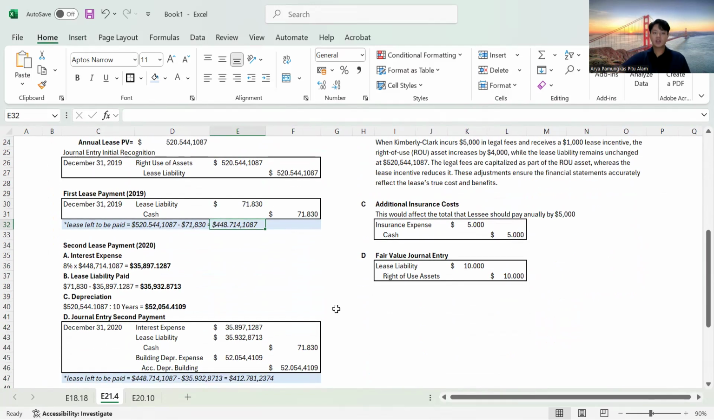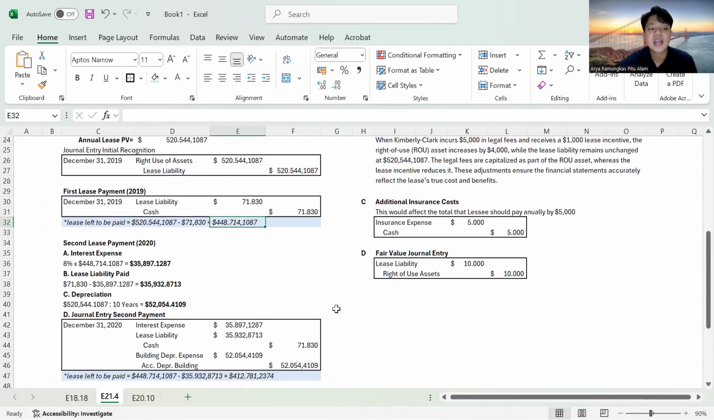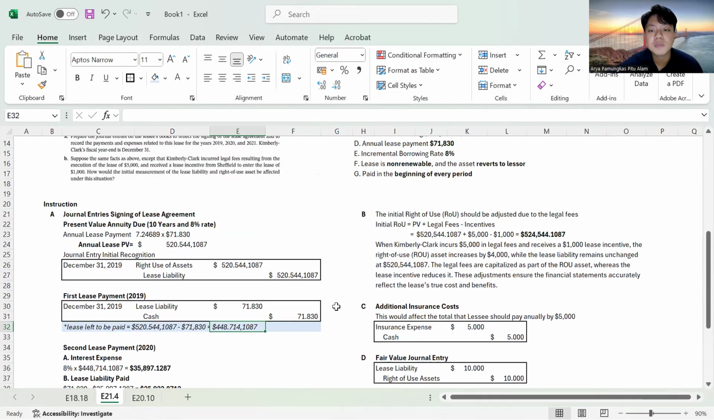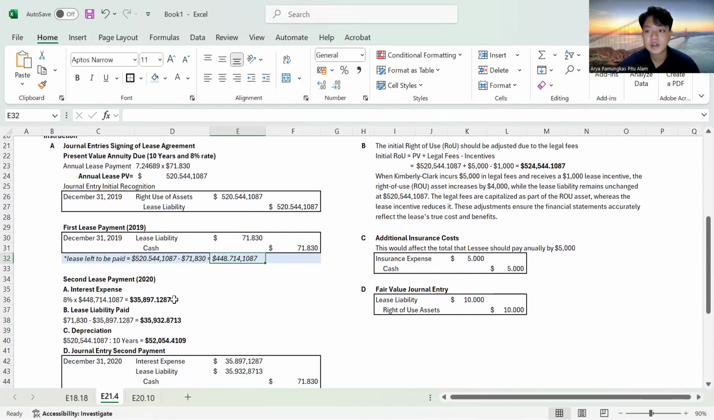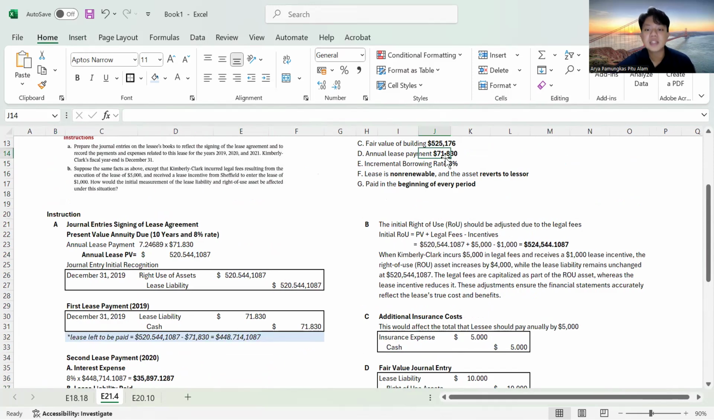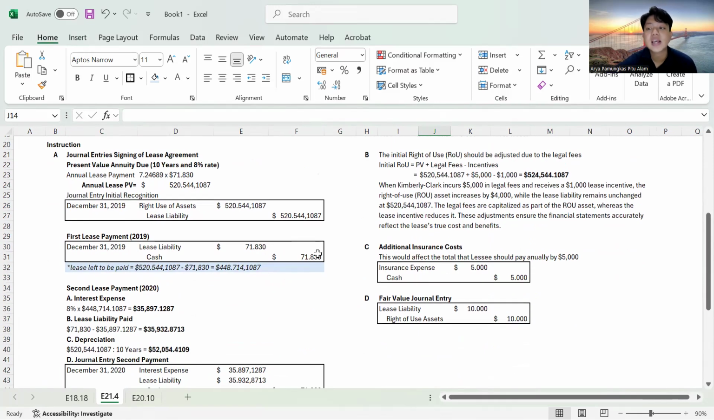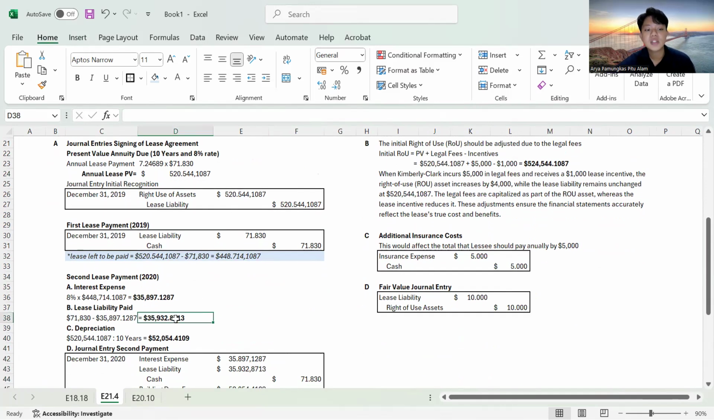And then the second lease payment, which is going to happen in 2020, first we have to count the interest expense itself, where we are going to multiply 8% with the lease left to be paid here. And then we will get the result like this. And then after that, we are going to count the lease liability paid, which we are going to minus the annual lease payment with the interest expense itself. So the result would be like this.